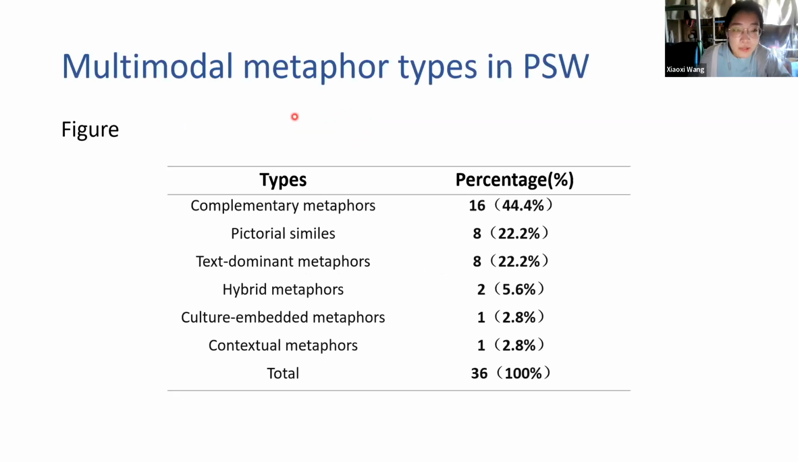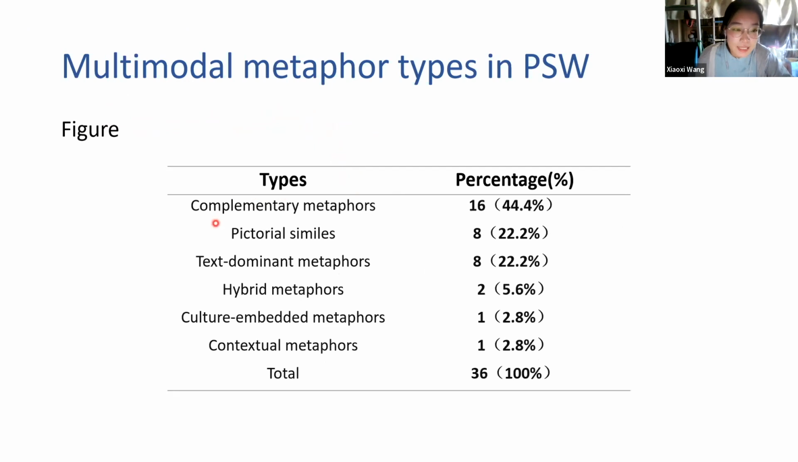And finally, we found 6 types. As I mentioned before, here are several pictorial metaphors and word image metaphors, but in the corpus we used, we haven't found all of them. So there are only 6 types in this data.